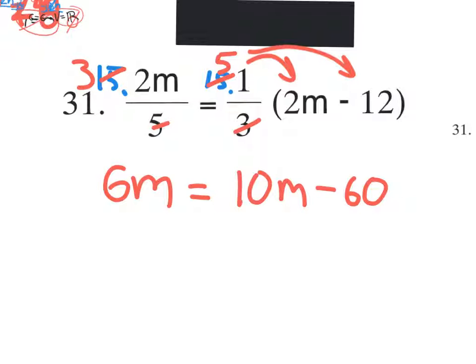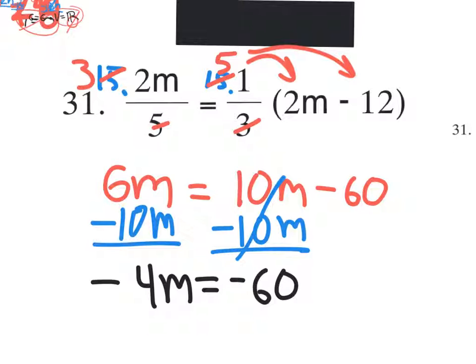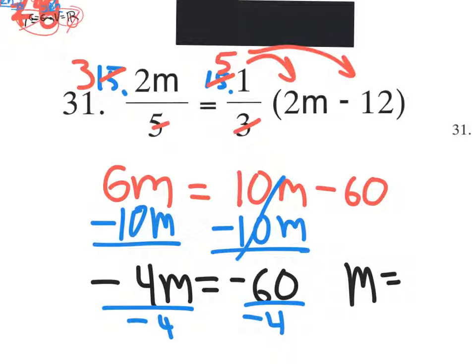And now it's just a regular equation with variables on both sides. I need to get the m's by itself on one side. What do I do? Subtract 10m. So you get negative 4m equals negative 60. My final step would be to divide by negative 4 and divide by negative 4. So you get a final answer of m equals positive, what is that? 15.